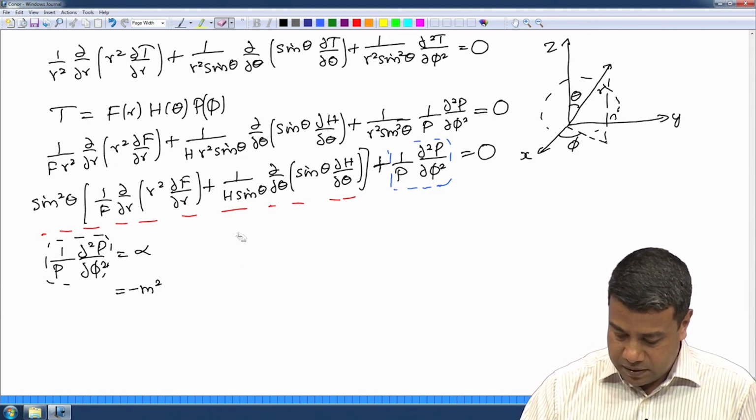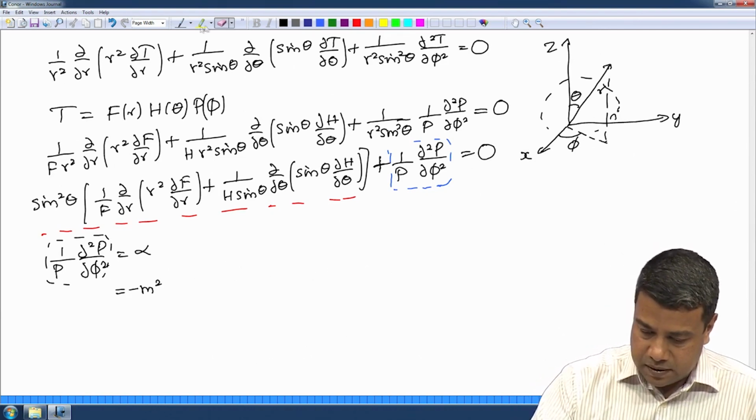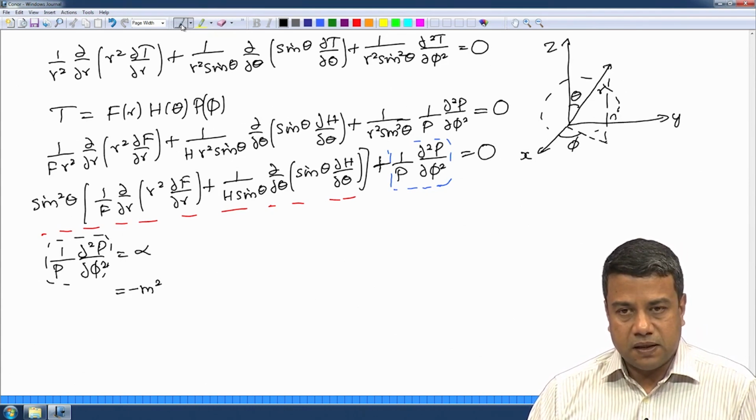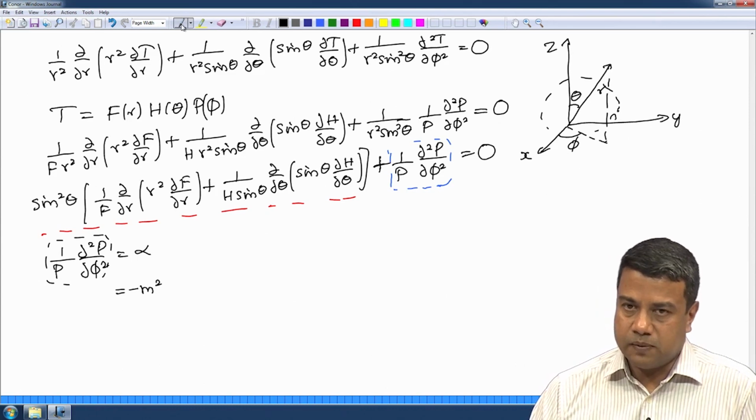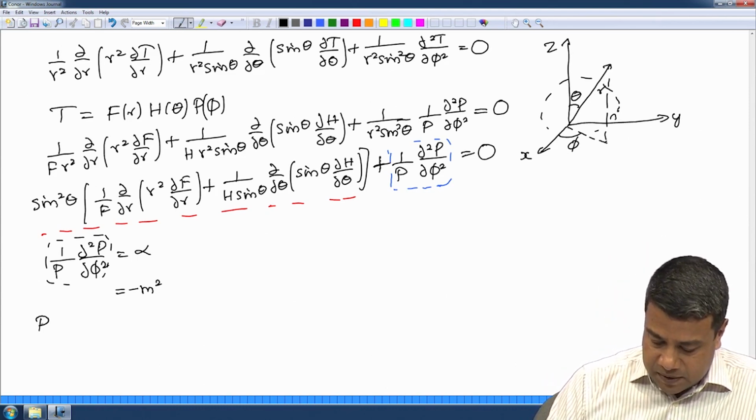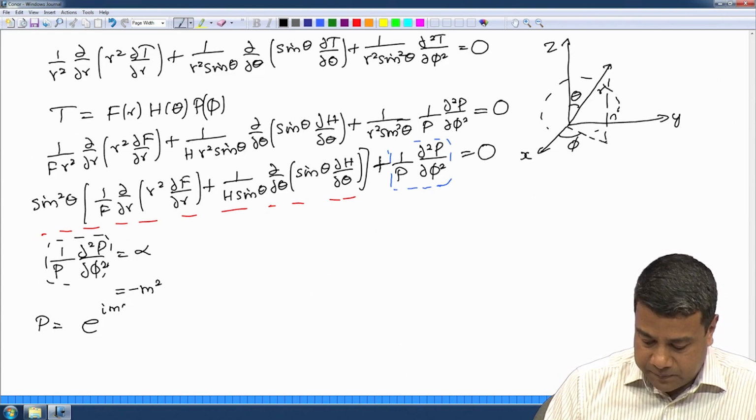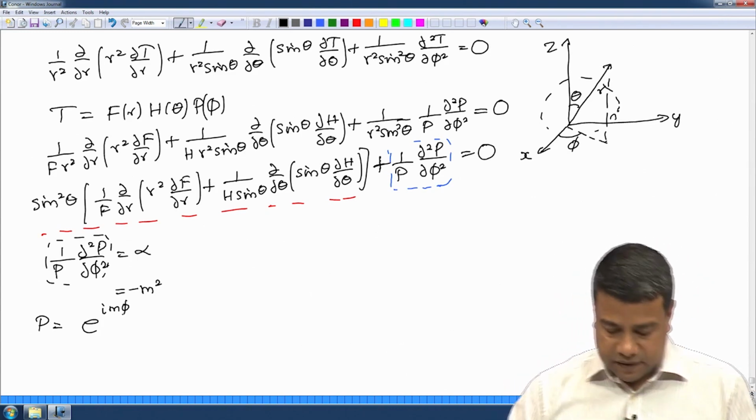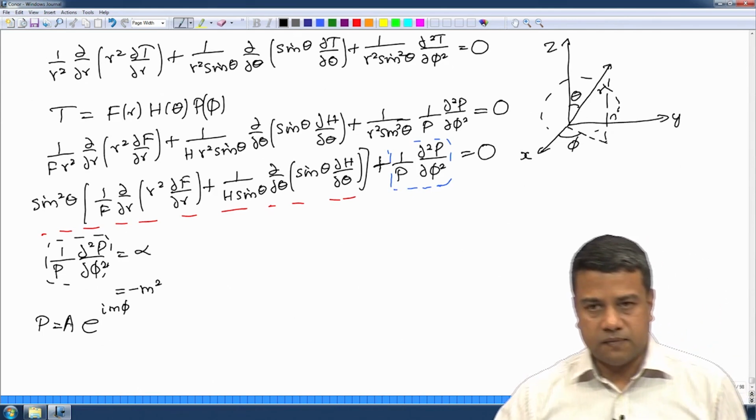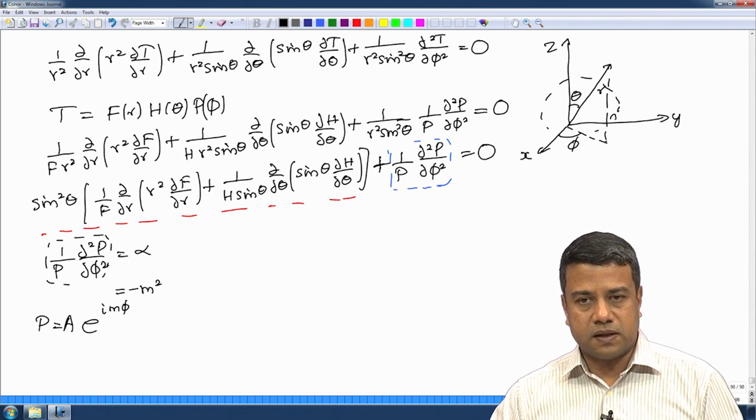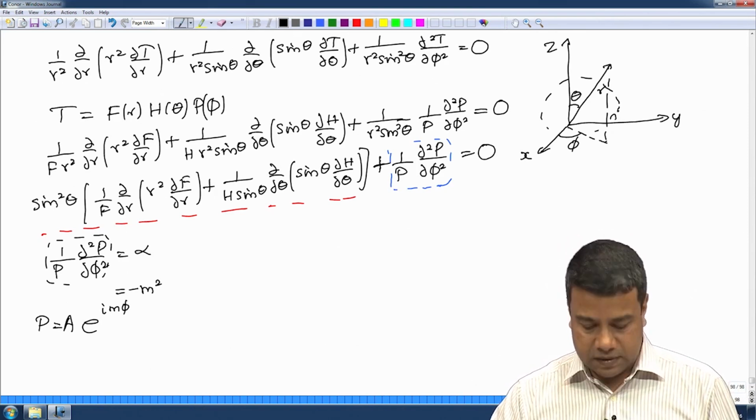When it is equal to minus m square, you could write it as I have said, a sin m phi and b cos m phi. A simpler way to write it is some complex constant times e power I m phi. If I have some complex number times e power I m phi, the real part of that will be cos, the imaginary part will be the sine. So, both of those are included within this function.